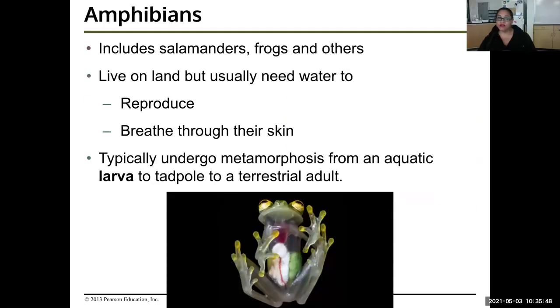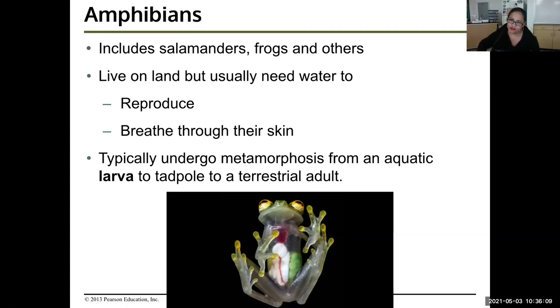Amphibians include salamanders, frogs, and others. They live on land, but they still need water to reproduce. They breathe through their skin. They don't have lungs like us or separate breathing organs. They typically undergo a metamorphosis from aquatic larva to tadpole to terrestrial adult.